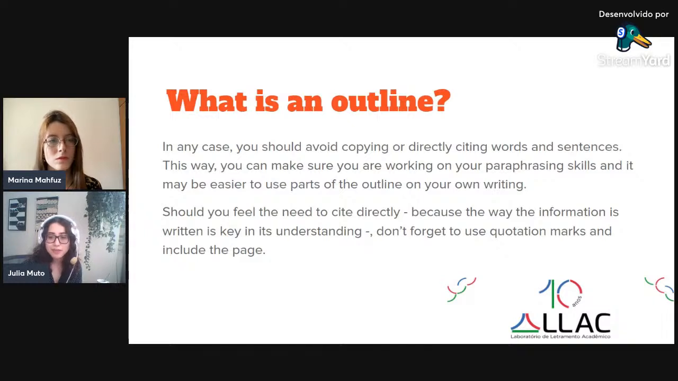You have to imagine when you're writing that you will read this in the future after you've forgotten the text, perhaps, right? So if you copy a full sentence, if you directly cite and don't put quotation marks, you may not remember that it's a direct citation. And then you will be plagiarizing by accident. So you have to be very careful with how you're writing your outline.